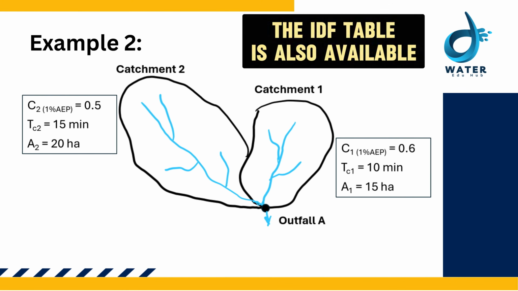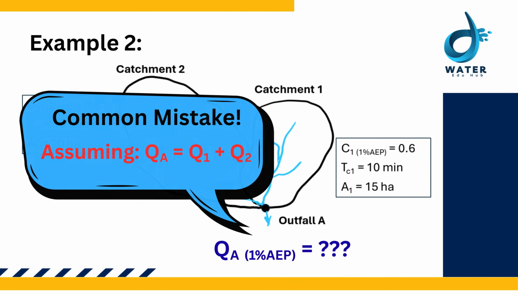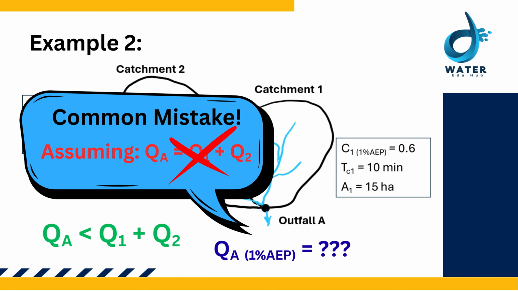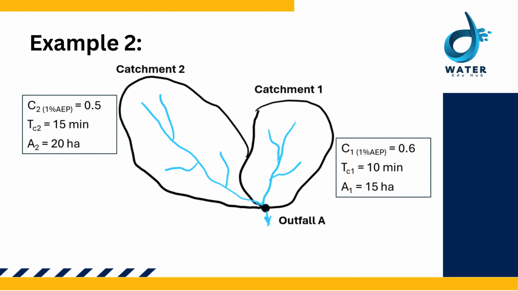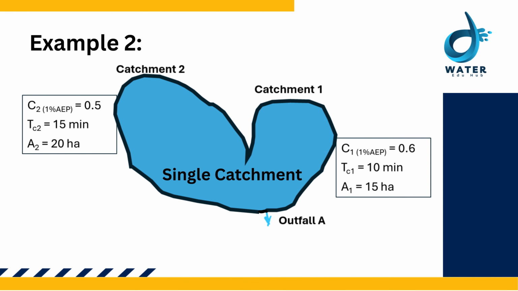In our second example, we have two catchments draining to point A. The objective here is to estimate the 1% AEP peak flow at this point. A common mistake is to assume that peak flow at point A is the summation of the individual peak flows Q1 and Q2. In fact, QA is always smaller than Q1 plus Q2.